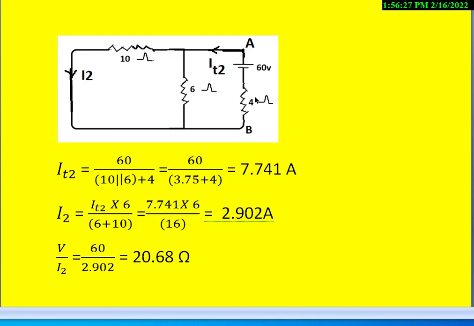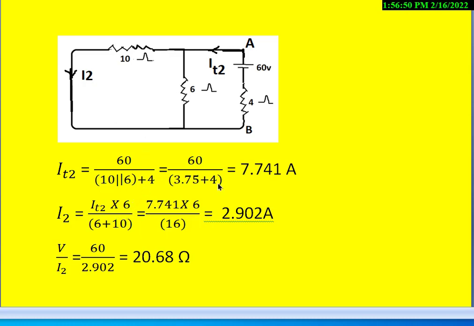IT2 is nothing but 60 divided by 10 in parallel with 6 plus 4. Then we get 60 divided by 3.75 plus 4. Once we simplify that, we get 7.741 amperes. This is the total current that comes from this. Then find out what is I2.